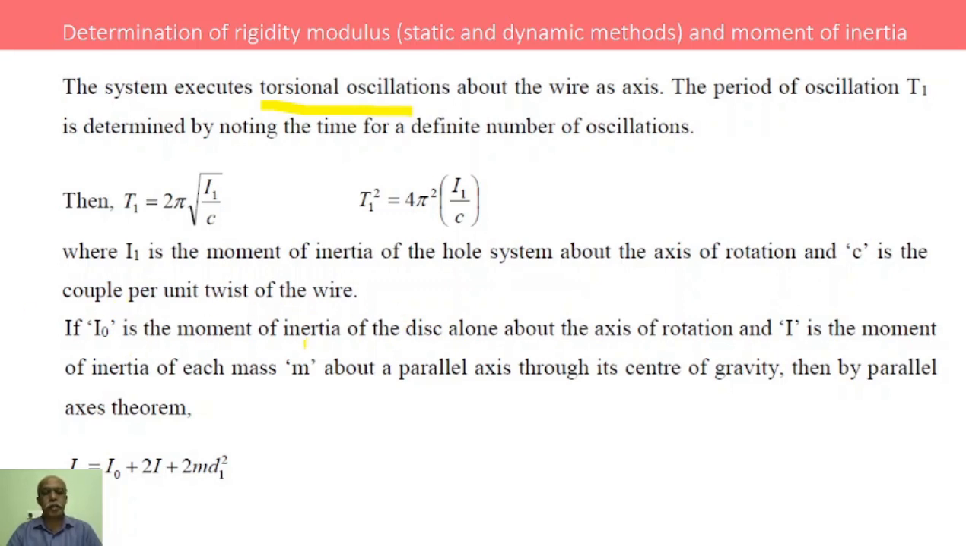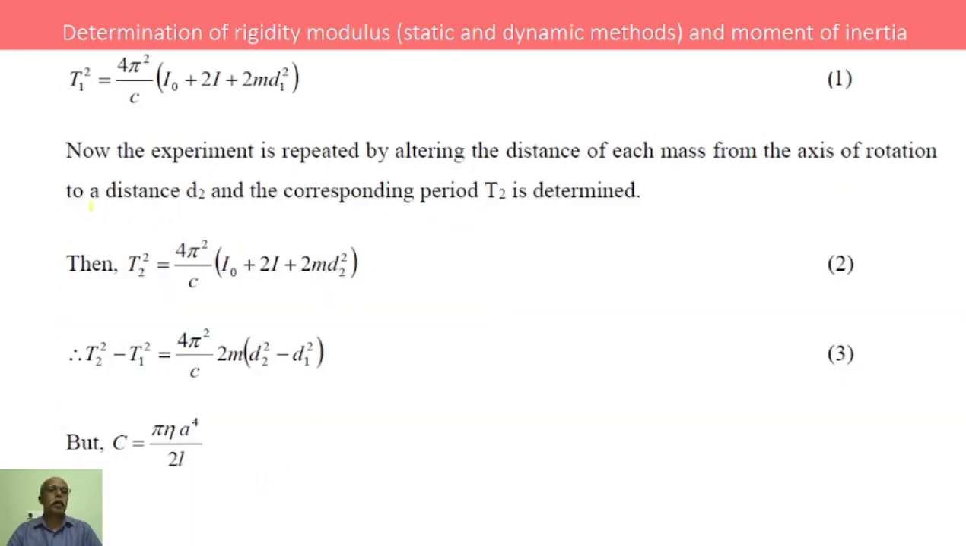If I0 is the moment of inertia of the disc alone, that is in the absence of masses m, about the axis of rotation, and I is the moment of inertia of each mass m about the parallel axis through its center of gravity, then by the parallel axis theorem we have I1 is equal to I0 plus 2I plus 2m d1 square. Therefore T1 square becomes 4 pi square by C into I0 plus 2I plus 2m d1 square.